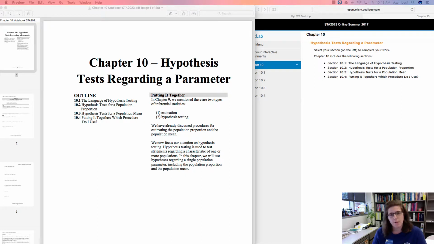So there are two different types that we'll be working with. 10.2 is hypothesis tests for proportions. 10.3 is hypothesis tests involving means. Like Chapter 9, Chapter 10 also has a putting it all together section, and that is section 10.4. So in 10.4, you'll be presented with different types of data and have to decide what type of test is appropriate, what type of data you're looking at. So 4 sections this week: an introduction, 2 different on content, and 1 wrap up on putting everything all together. What procedure do you use?